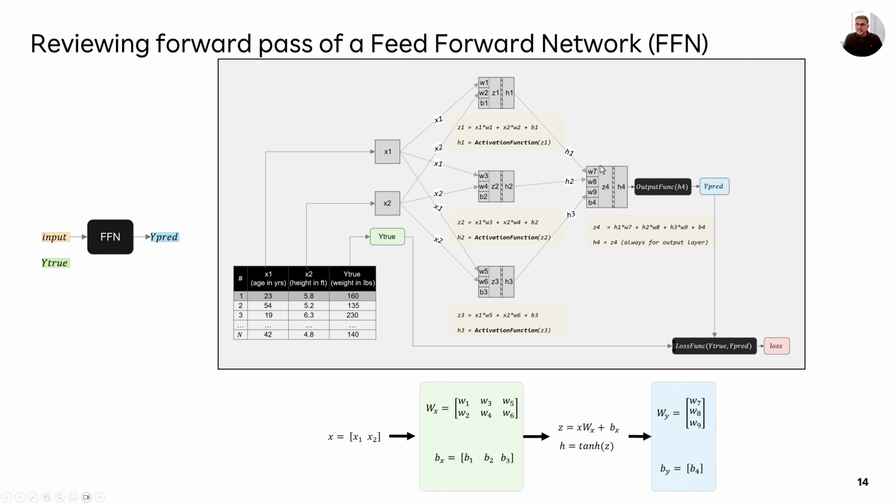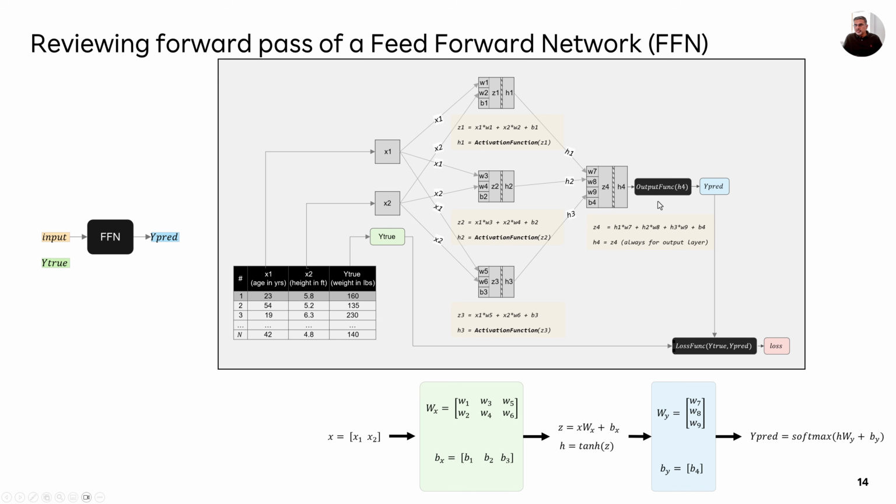Now I can represent the next layer, instead of a picture, again as a matrix. The WY matrix here has three weights, W7, W8, W9. There's only one neuron, so there's only one column. And the bias matrix is BY with only a single cell, B4, because there's only one neuron in this layer. Now, to get the output, I multiply H, the activated signal, with this weight matrix, which is H times WY, then add the bias value.